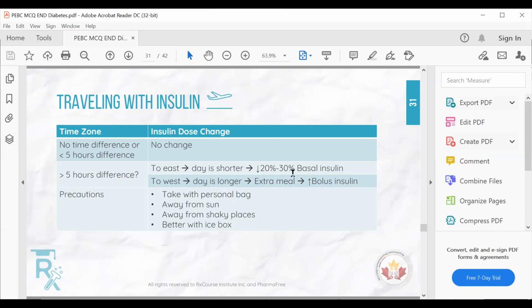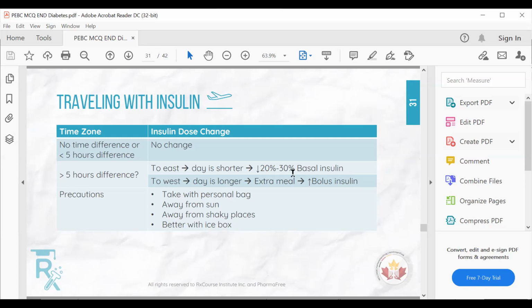At that point, I need to change the basal insulin by 25%. Like if I'm taking 100 units of Lantus, I will take 75 units of Lantus because the day is shorter, almost 6 hours are missed. If I take the same amount of insulin, Lantus, glargine, it means there is a higher chance of hypoglycemia.